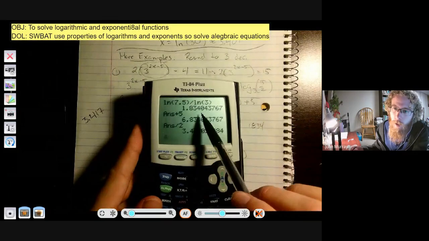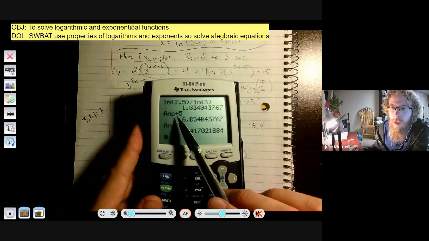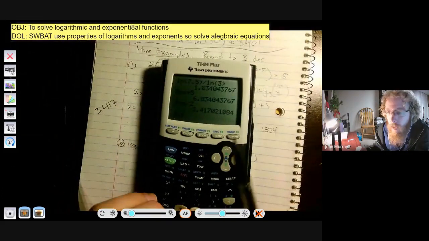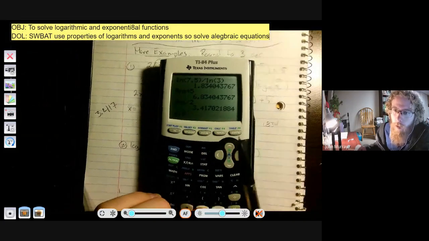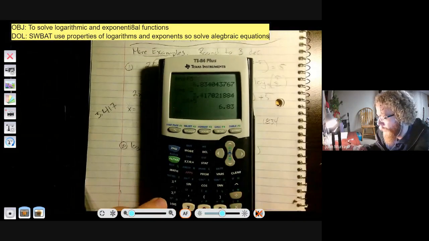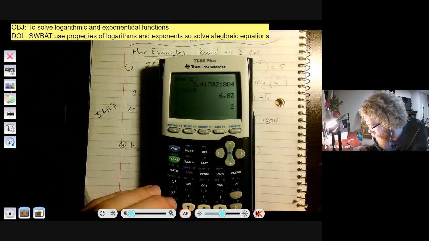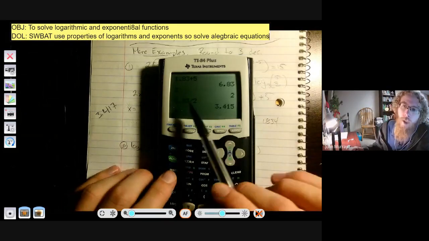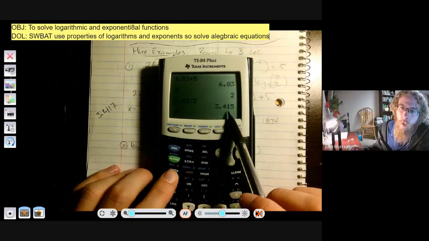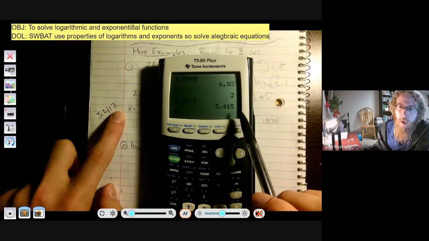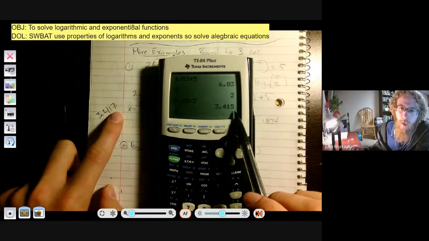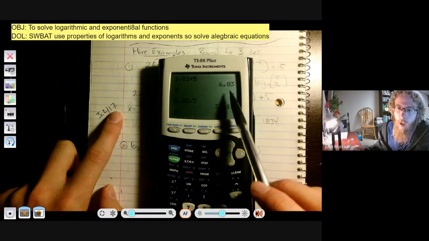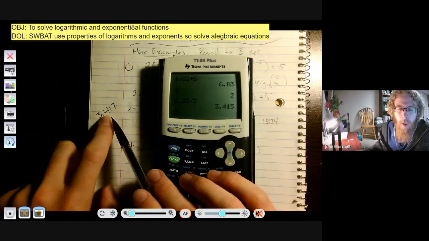But that's because I used 3 decimal points here. Actually, let me do this. Let's say I did 2, so 1.83. I'm going to add 5 and divide by 2. If I just rounded from the beginning, my answer is close, but it's off a little bit. The fewer decimal places you have, the less accurate you're going to be.